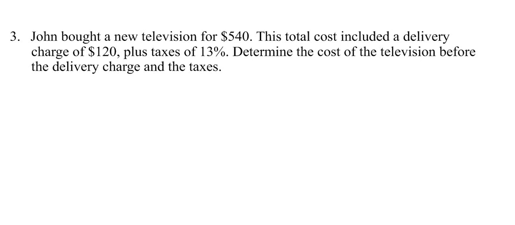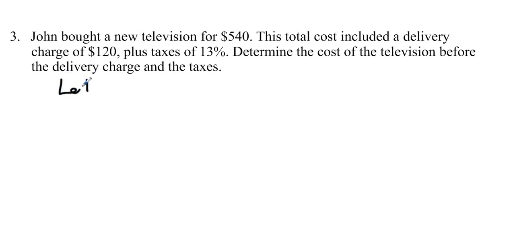Okay, so the last example is John. He bought a new television for $540. This particular amount, $540, included a delivery charge of $120 plus taxes of 13%. And so what we need to do is determine the cost of the television before the delivery charge and the taxes. So I'm going to start by using a variable.